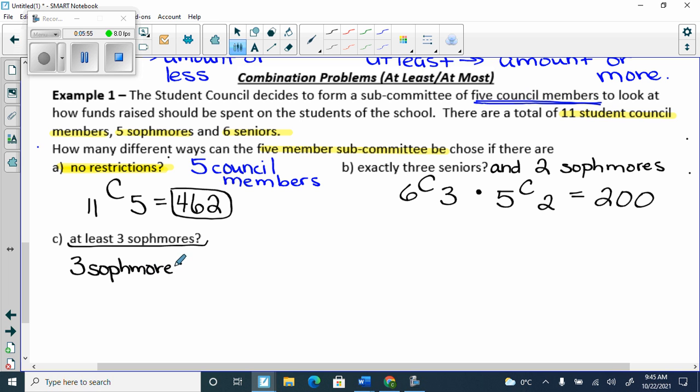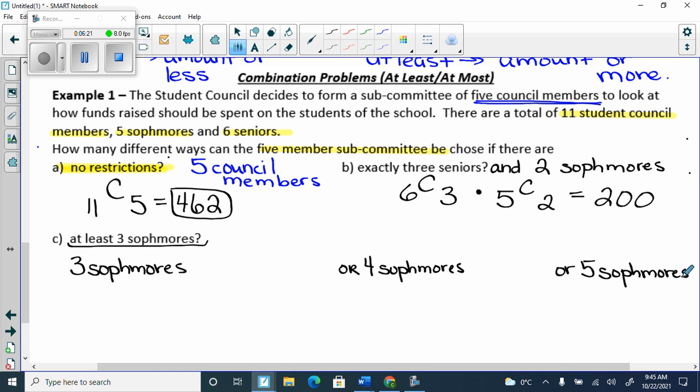And leave a bit of a space. I'll explain to you why. 3 sophomores, or how many? 4 sophomores, right? Or 5 sophomores. Can I have 6 sophomores? Why not? First off, there's only 5 sophomores, but even if I had 6 sophomores, I'd stop at 5.